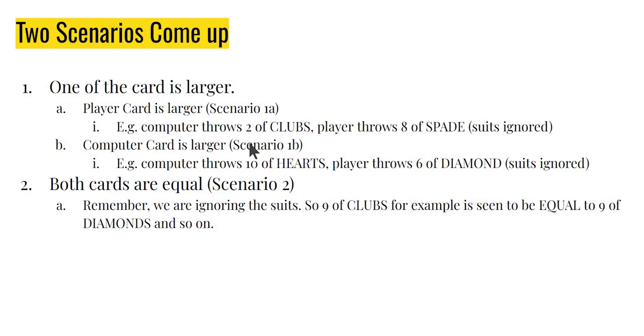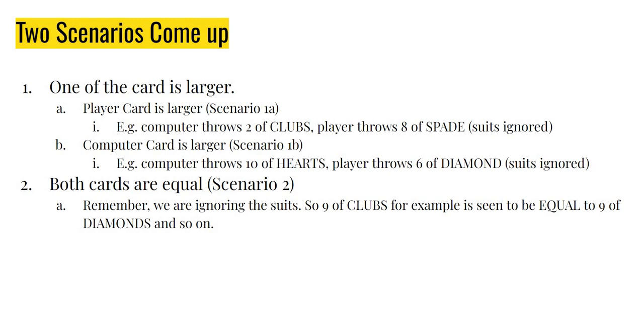On the other hand, scenario 1B would be the reverse of this. The computer card is larger. For example, the computer throws 10 of hearts, the player throws, say, 6 of diamonds. Now 10 is more than 6, suits ignored, so we say the computer card is larger. But in either of these cases, the situation is relatively simple because, as we saw in the rules, the table cards will be given to the one who has won this. And in fact, the move will get over right there.